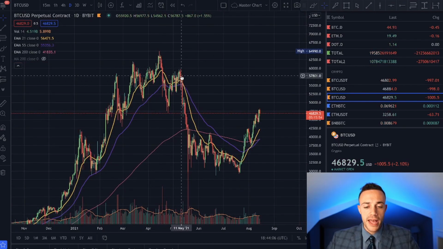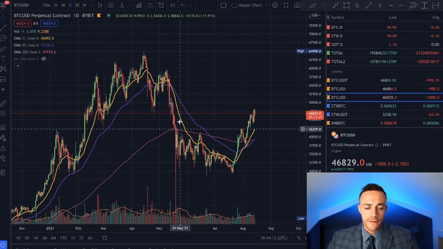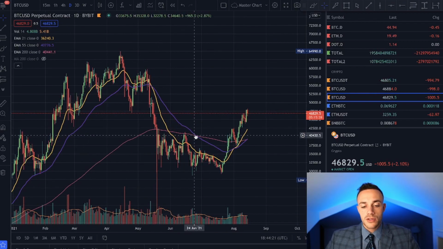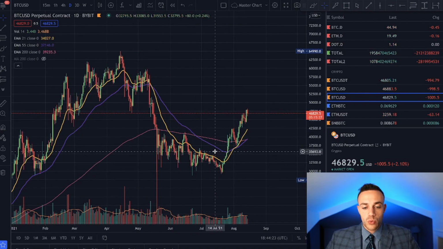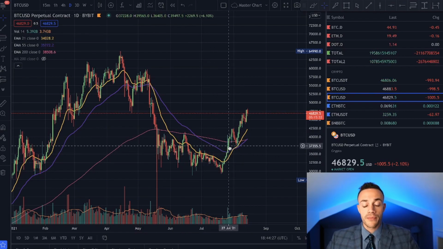Over here in May, when the market turned on us, we had what's called a death cross, where the golden 21 EMA first dropped beneath the purple 55, but the true death cross is when the lowest EMA drops below the 200 EMA, which is the largest one. So now we have a golden cross where the 21 EMA has now crossed above the red 200 EMA. So we know with a very high degree of probability that we're now in a confirmed uptrend.